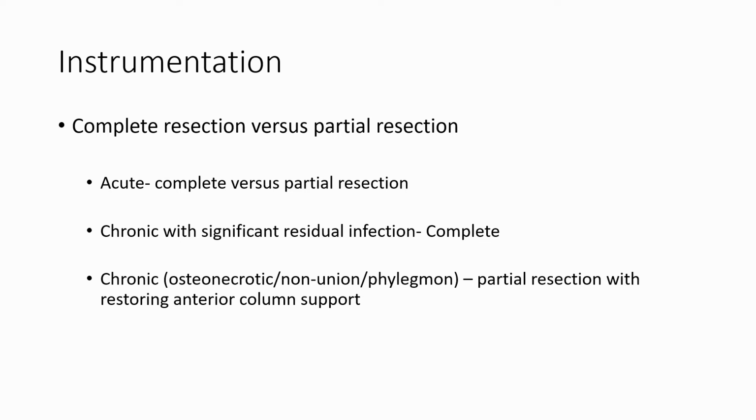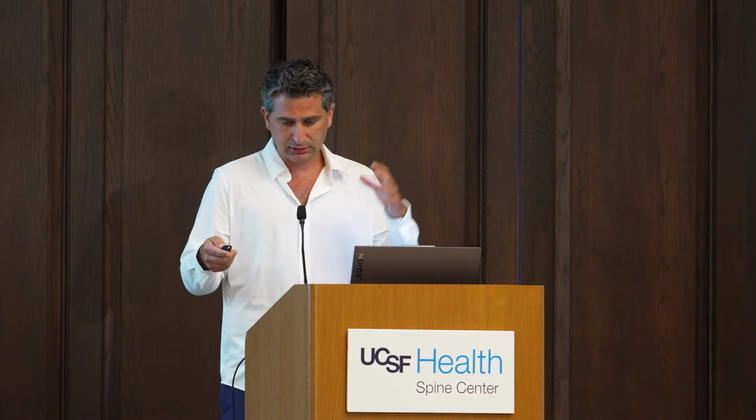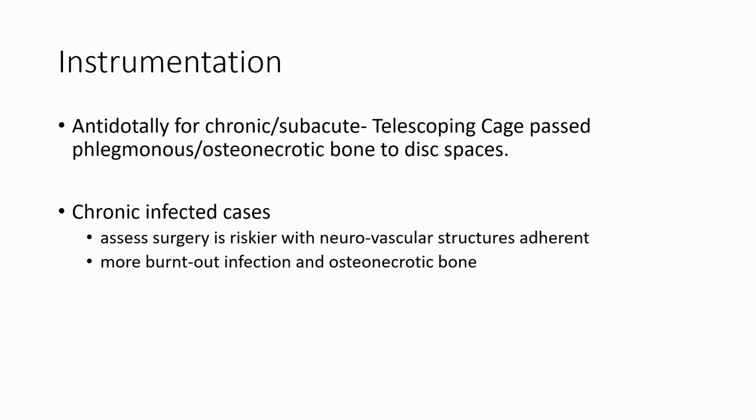Versus chronic cases where it's more like a burnt out infection. You still see phlegmon in the bone or adjacent areas, and you get this kind of non-union that you see through the erosive changes. Those cases, you could just do a partial resection and get stability. So you just need the bone to heal. So you need stability and then more likely a cage to bridge the area where the bone is kind of burnt out and still has a non-union.